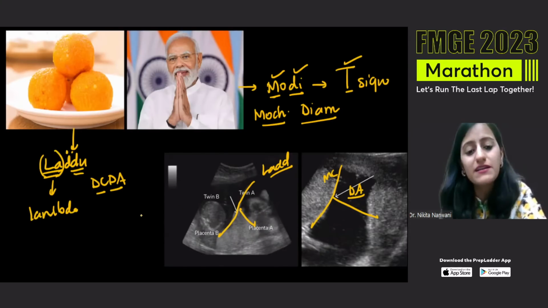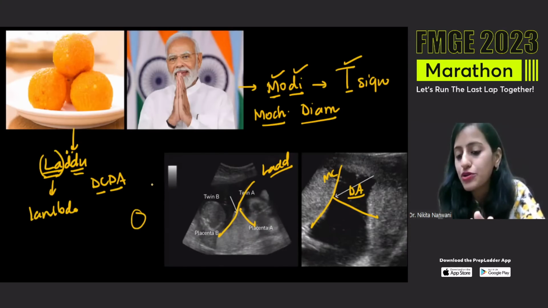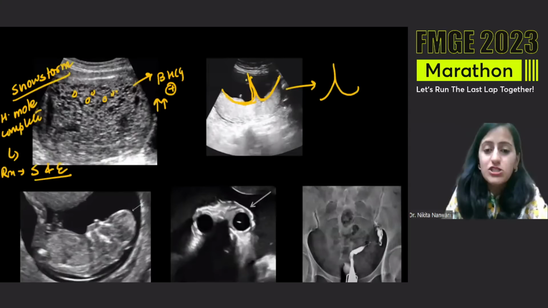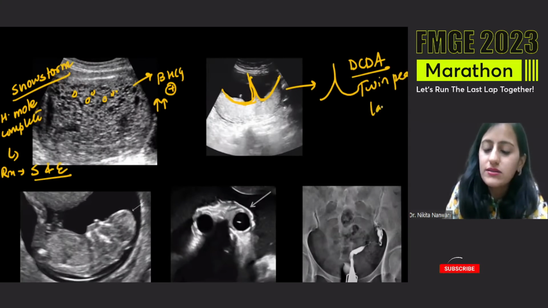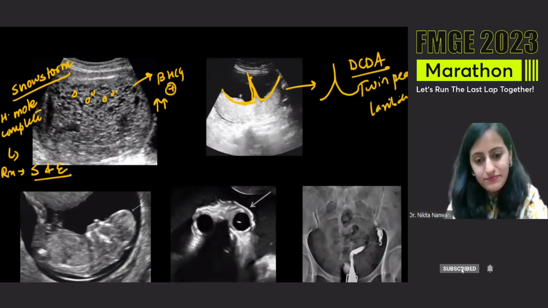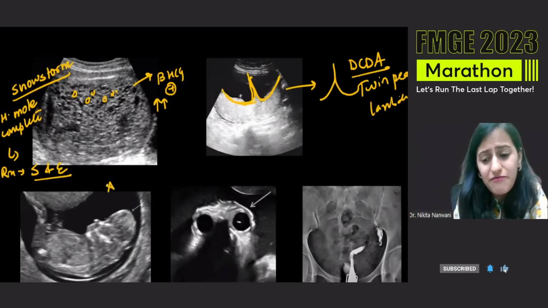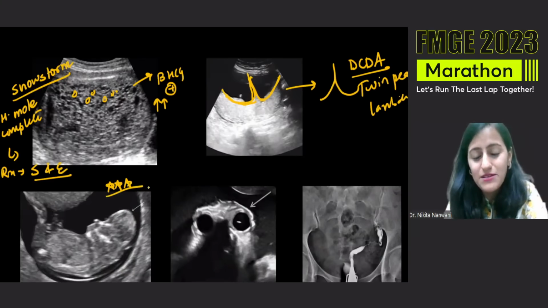You don't have a pregnancy which is monoamniotic and dichorionic. So this is the lambda sign, DCDA, which is also called the twin peak sign or the lambda sign. Next one, again, a very, very favorite with the examiners.